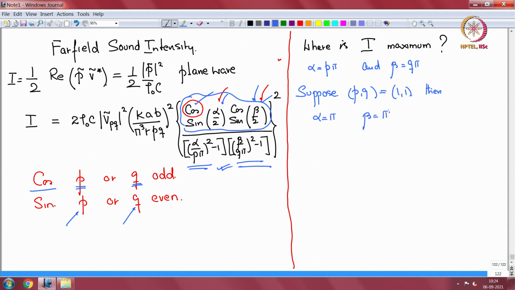Then we will have cos alpha by 2, which is pi by 2, and we will have cos beta by 2. Both are equal to 0. So at alpha equal to P pi, denominator is 0 and numerator is 0. So we have a 0 by 0 form, and we have to use L'Hopital's rule.